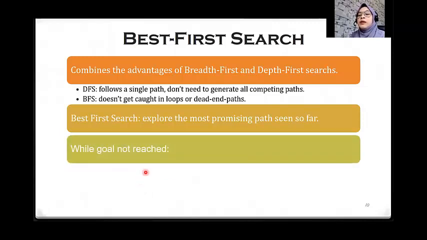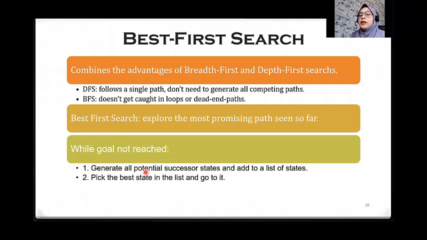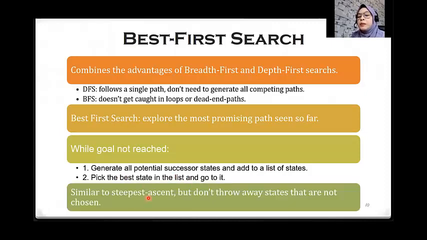So while the goal is not reached, generate all potential successor states and add them to a list of states. Pick the best state in the list and go to it. So this is best first search. Similar to steepest ascent, which we will study later, but don't throw away states that are not chosen.